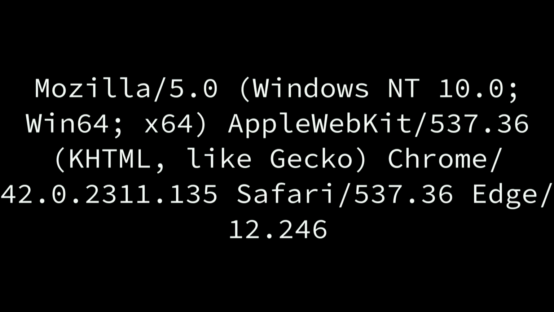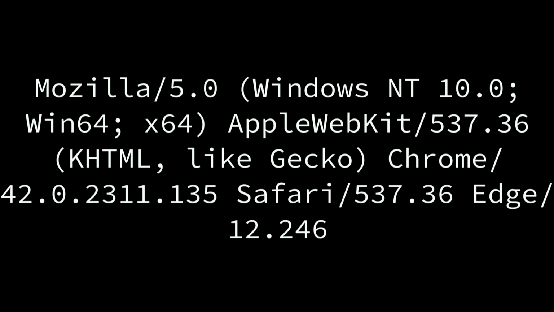This is what they look like now. They just put everything in there. Mozilla, just in case someone's sniffing for Netscape. Apple WebKit, just in case someone's looking for Safari or a descendant thereof. KHTML, in case you're looking for Konqueror with a K. Gecko, in case you're looking for Firefox. Chrome, in case you're looking for that. Safari, in case you're looking more specifically than just WebKit. Edge, just in case. They all look like this now. It's ridiculous. This is actually the user agent string for Edge, by the way.